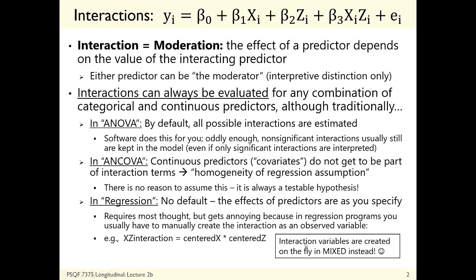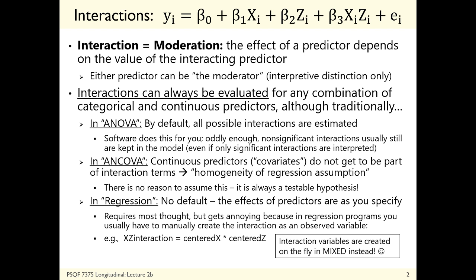Okay, so interaction terms. This is the idea of addressing hypotheses about moderation. It's just the idea that the effect of a predictor depends on the value of another predictor in the model. You can always interpret interactions between any kind of predictors. Whether or not they get included by default depends on the type of model it is and how you're asking for it to be estimated.